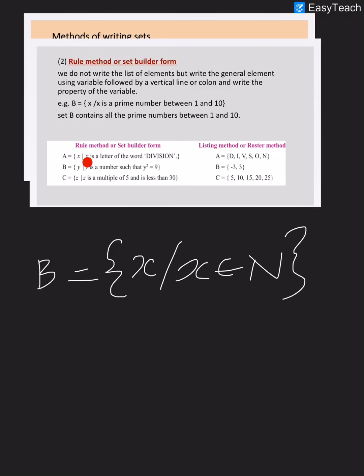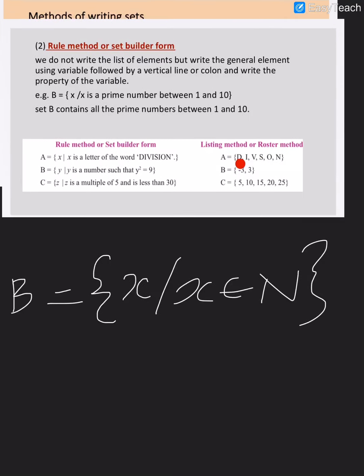See, x is a letter of the word DIVISION, so it is a set builder form, and its roster form is A = {D, I, V, S, O, N}. Set builder form: y is a number such that y square is 9. So y square is 9 means y will be either 3 or -3. This is the roster method of this.